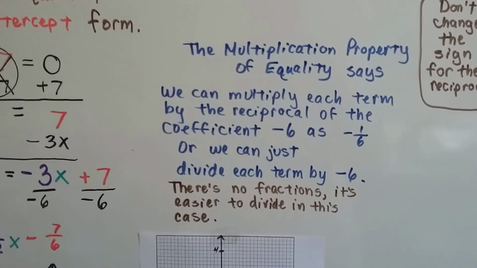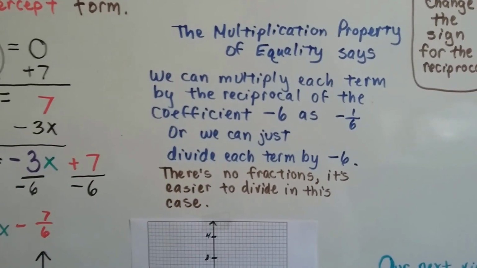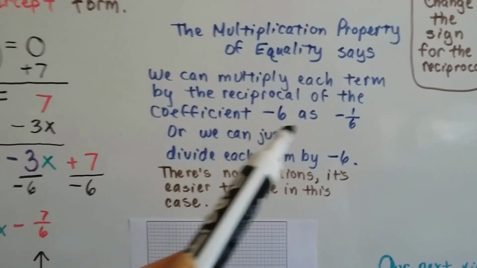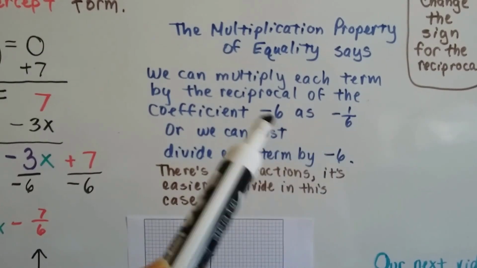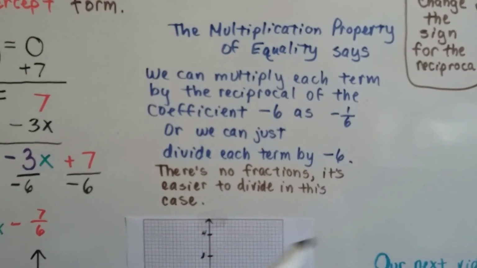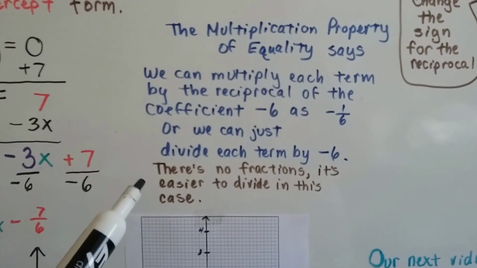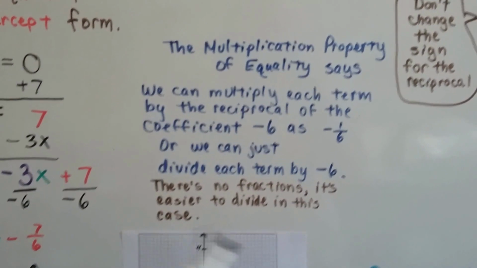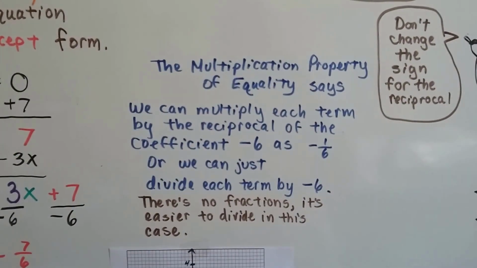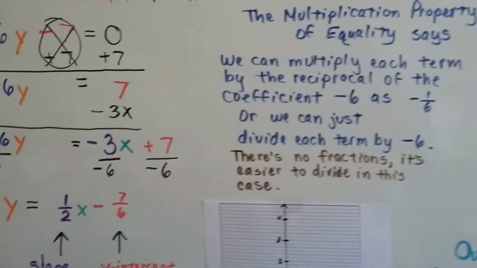Now the multiplication property of equality says that we can multiply each term by the reciprocal of that coefficient, this -6, as a -1/6 by writing it as a fraction, as -6 over 1, and then flipping it around. Or we can just divide each term by -6. Because there's no fractions, it's easier to divide in this case. We don't change the sign for the reciprocal. If the coefficient is a negative, then the reciprocal is going to be a negative.